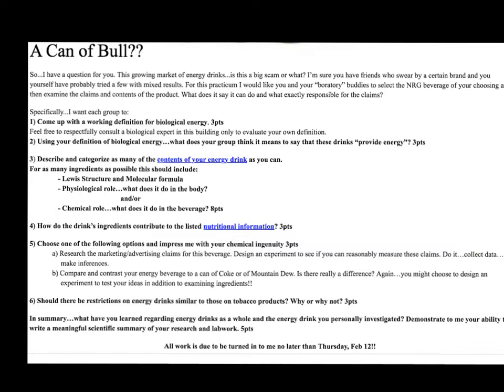What I want you to do then is this piece right in here, and this is probably the biggest part of this activity. You're going to describe and categorize as many of the contents of your energy drink as you can. Notice that I have a link here. This is going to take you to a website that has a lot of the ingredients that you're going to find on your energy drink, and you can get some information about them. Wikipedia is also another site that will give you information.